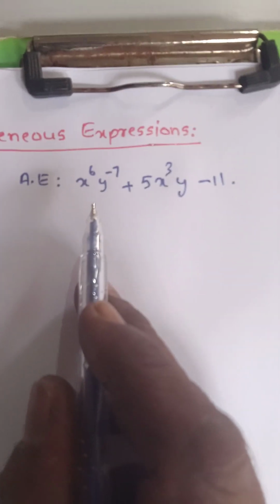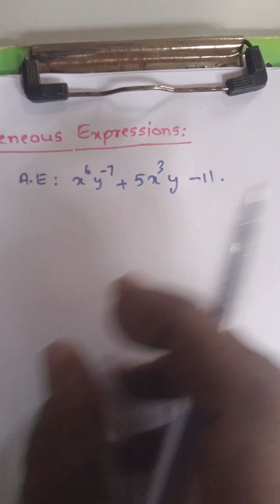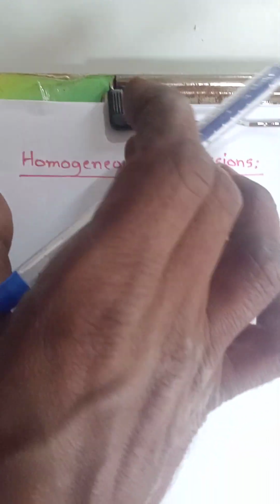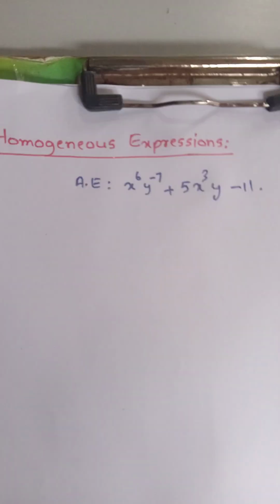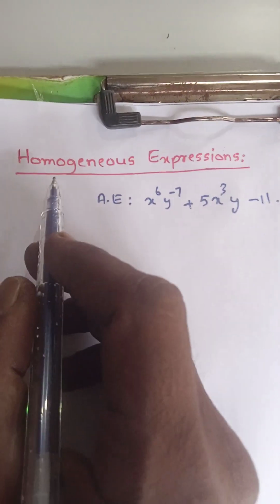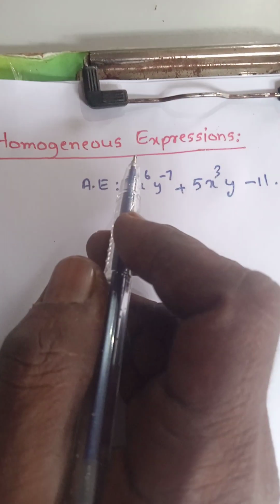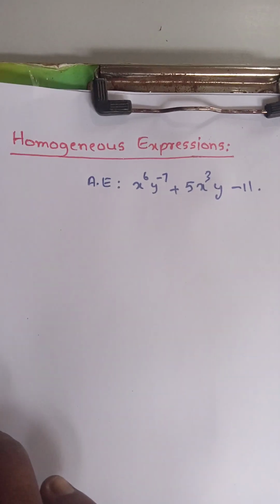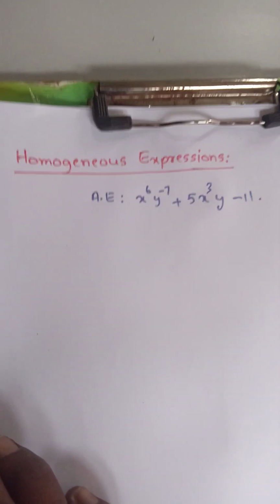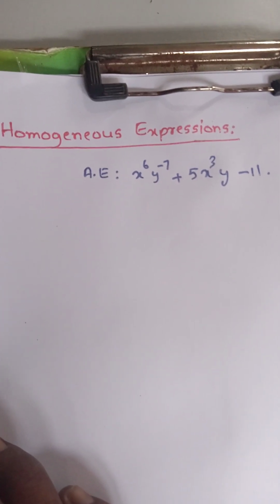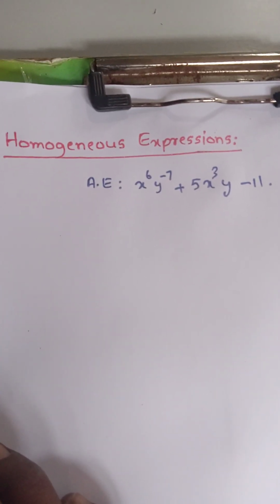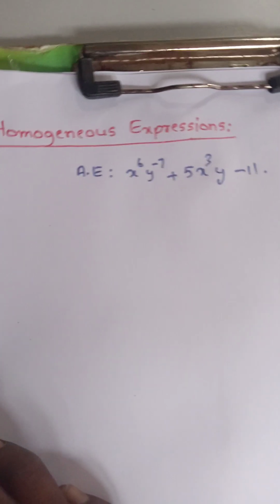From this, homogeneous expressions, cyclic expressions and polynomials will come. Now we are taking only homogeneous expressions. What is meant by homogeneous expressions? Homogeneous expressions are nothing but algebraic expressions which involve the same degree in every term.